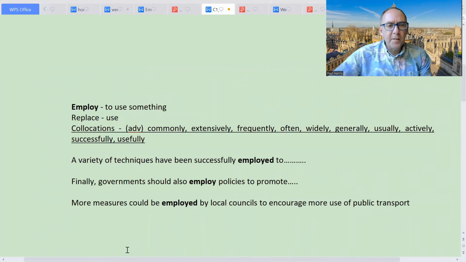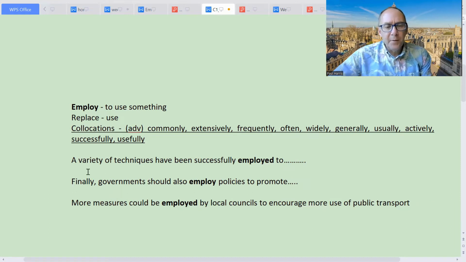Okay, so the next verb we can use here is to employ, okay? And we can see here the meaning is to use something, and essentially it replaces the verb use, okay? And the collocations here would be adverbs. So commonly employed, extensively employed, frequently employed, etc. Okay, and again, we've got some sentences to show you how they would be used in writing.